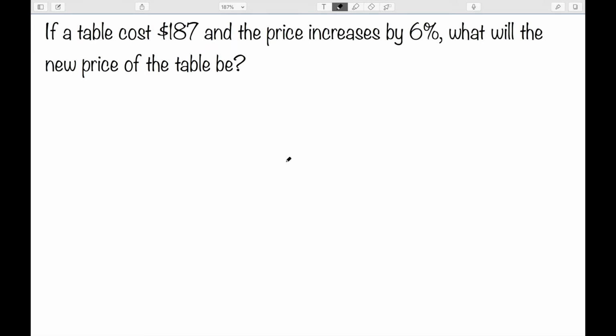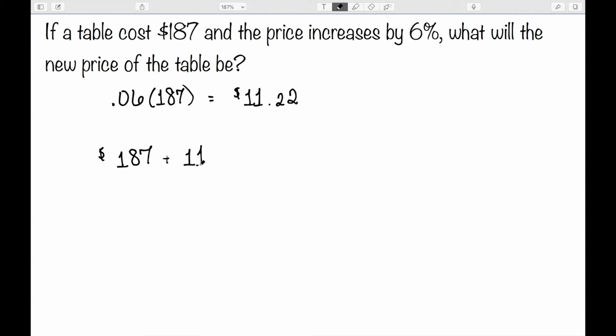As an example, if a table costs $187 and the price increases by 6%, what will the price of the new table be? In order to use the definitions, I would start by figuring out what is 6% of 187. And I can work this out to get that it's $11.22. So the new price of the table would be the original price plus my new change to get a total of $198.22.